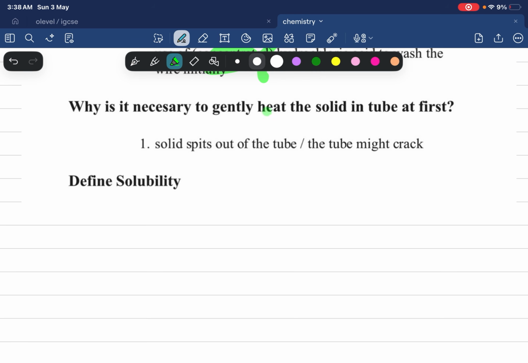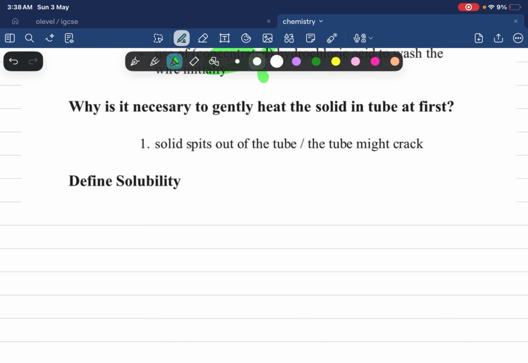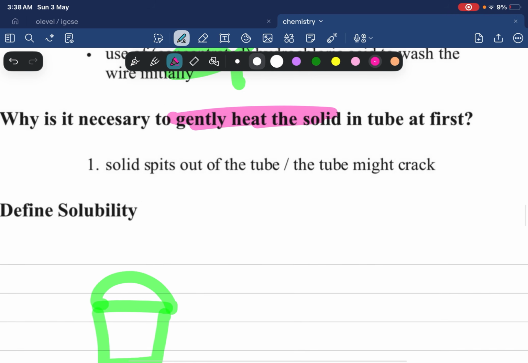Why is it necessary to gently heat the solid in the test tube first? Okay, it's important that when we are doing heat experiments with the crucible, why is it important to heat it gently first? We heat it gently so that the solid does not spit out of the tube. It's very important. People think that it's just random that we're heating it gently in the beginning. No, it's not random. We're doing it because we don't want the solid to spit out.